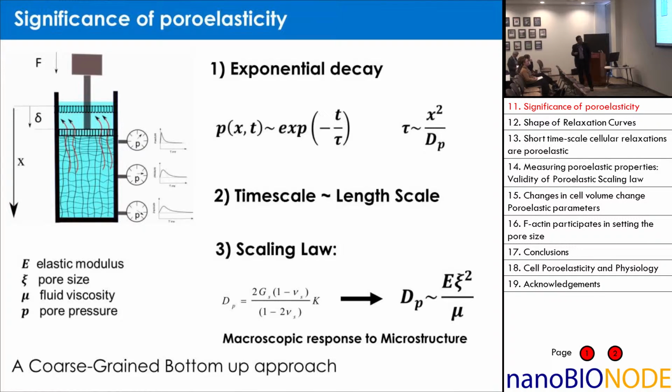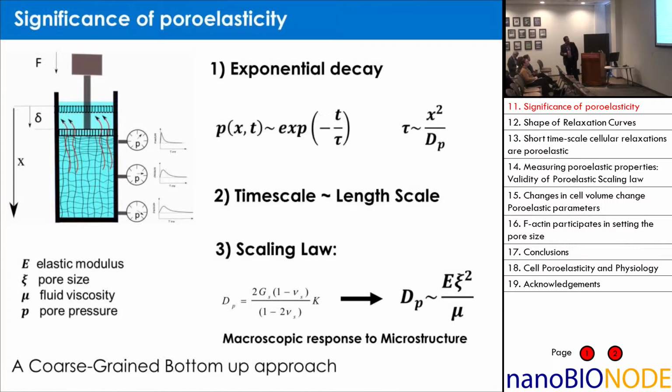And another important thing is if you rewrite this equation, you will have a relationship between the diffusion coefficient and the macrostructure, between the elastic modulus, the viscosity of the interstitial fluid, and the pore size. So it's kind of a coarse-grained bottom-up approach. If you can measure these parameters, you can have an idea of the pore size inside your system, which is unique. It's nice to separate the permeability from the elasticity. Yeah, that's what I'm going to talk a little bit more about.